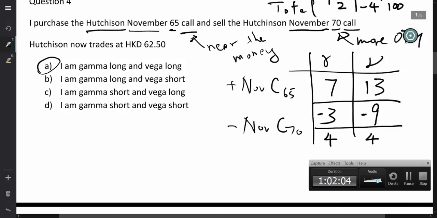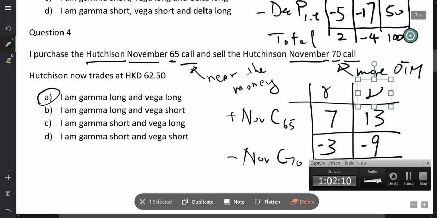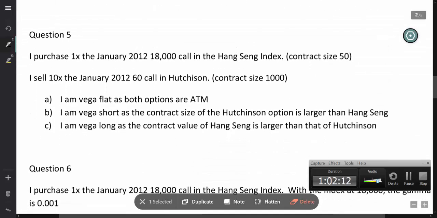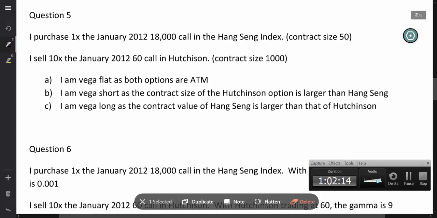Okay, that's how you would do this question, okay? All right, number 5. We might just be able to make it. 5, 6, 7. Okay, we got 3 questions. I got around 15 minutes.